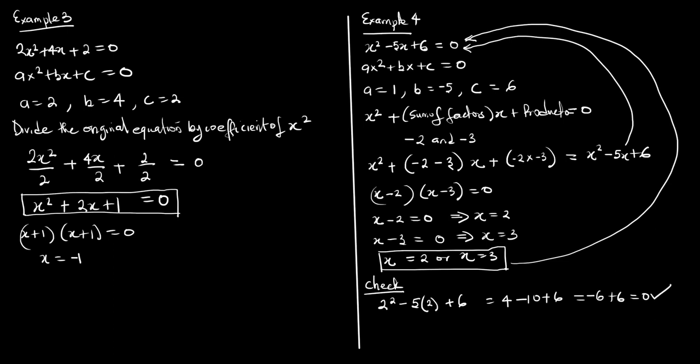That was for x equal to 2. We can do the same check when x is equal to 3 and see what happens. So we're going to get 3 squared minus 5 times 3, plus 6. That's going to give us 9 minus 15 plus 6. Clearly, if I group the 6 and 9, I'm going to get 15 minus 15, so that's going to give me 0. So that's for sure correct.